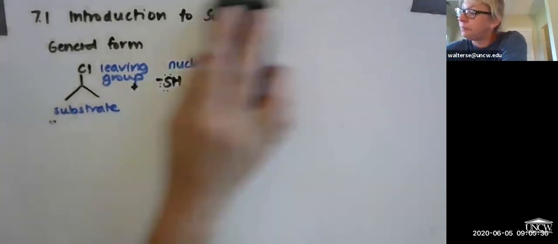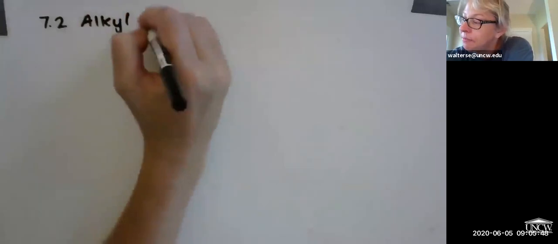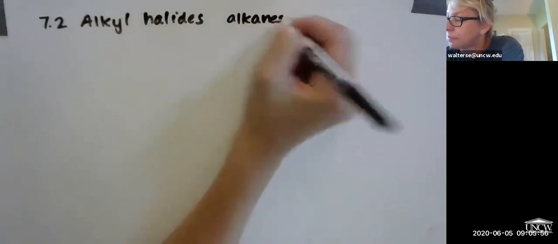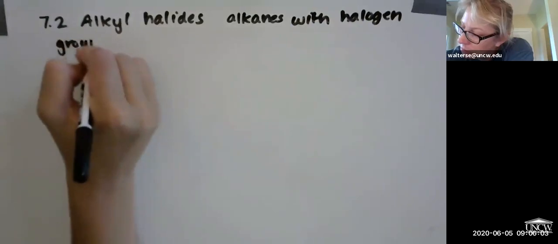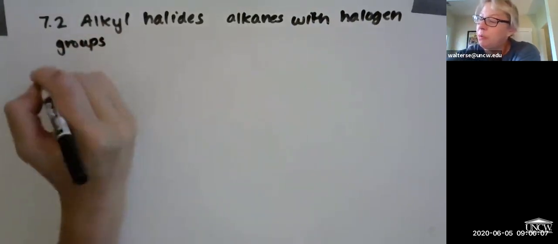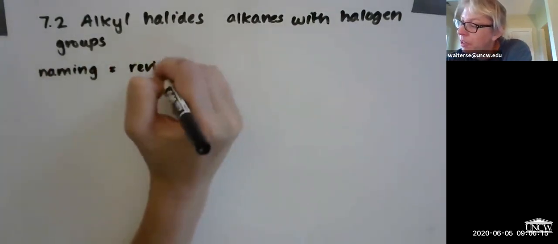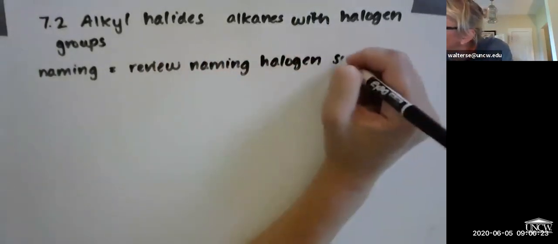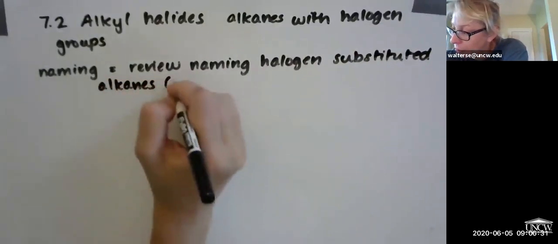Okay, so there are a few things that you're going to need in this chapter. And they're presented in 7.2, which are called alkyl halides. Now you've already seen alkyl halides in chapter 4. So these are going to be alkanes with halogen substituents. So there's two components. There's a naming component. So you should review naming halogen substituted alkanes. That was covered in chapter 4.